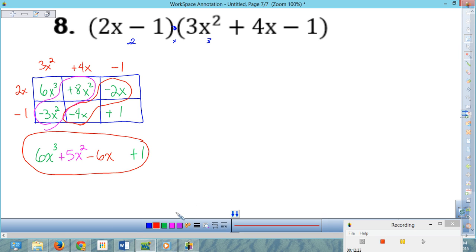You can now skip ahead or move to the next video for your next section of your study guide if you do the box method, because I'm doing the distributive method now.